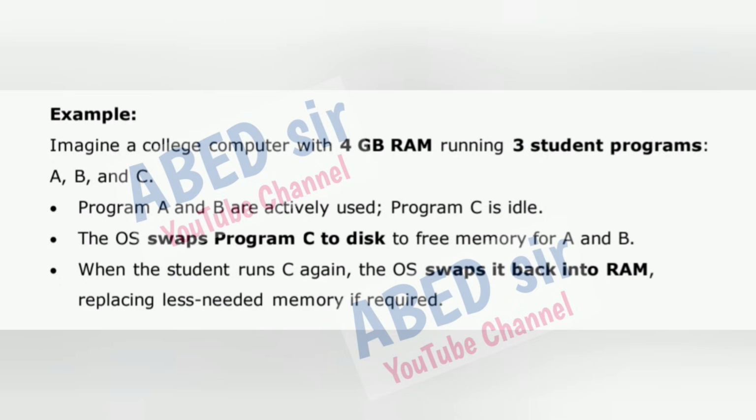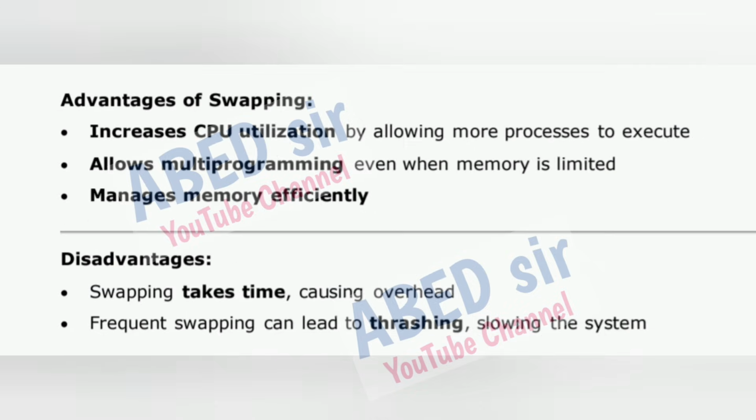Example: imagine a college computer with 4 GB RAM running 3 student programs, A, B, and C. Programs A and B are actively used, program C is idle. The OS swaps program C to disk to free memory for A and B. When the student runs C again, the OS swaps it back into RAM, replacing less needed memory if required.